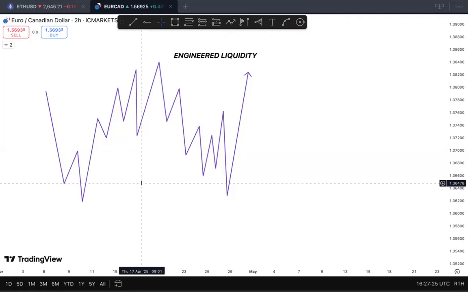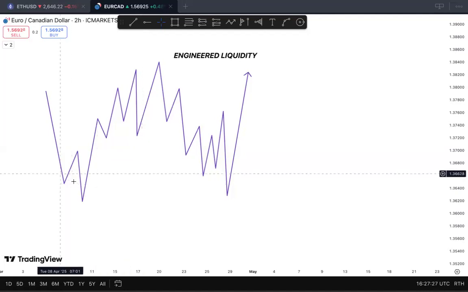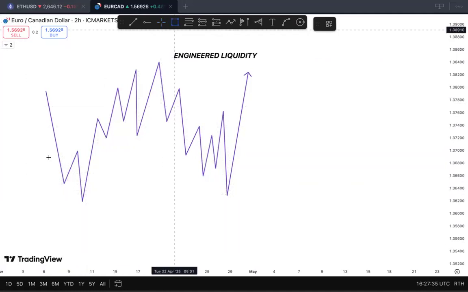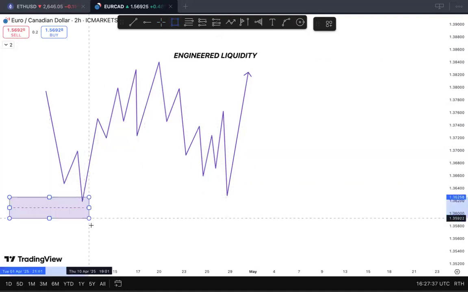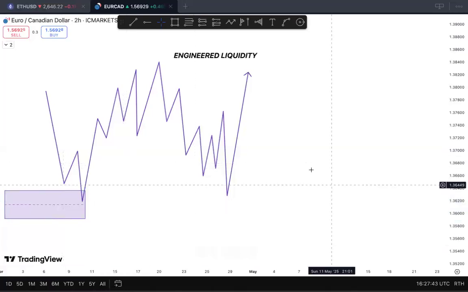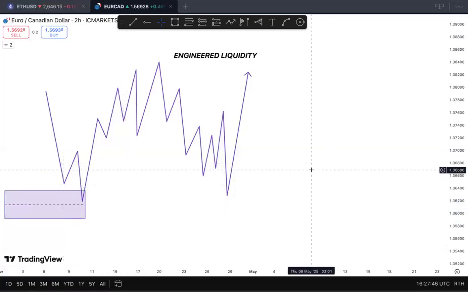But if price or structure is coming from a key or higher time frame supply or demand zone, for example, if this structure is coming from a higher time frame demand, don't expect an inducement liquidity. Expect an engineered liquidity in the absence of structural liquidity. So, what are the signs that tell you that this is an engineered liquidity?